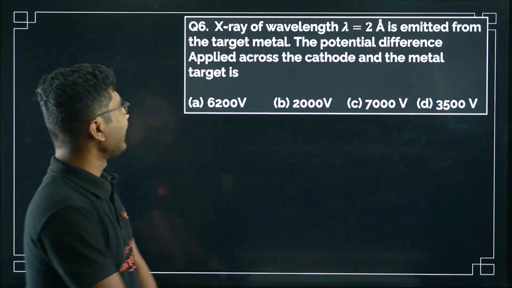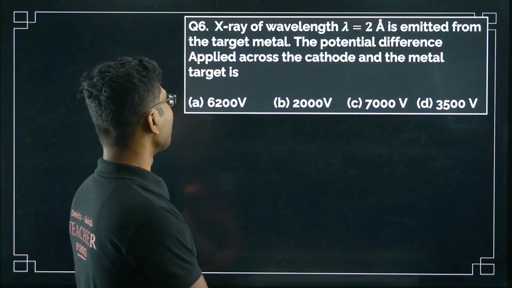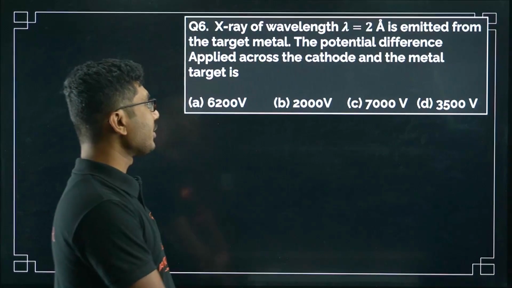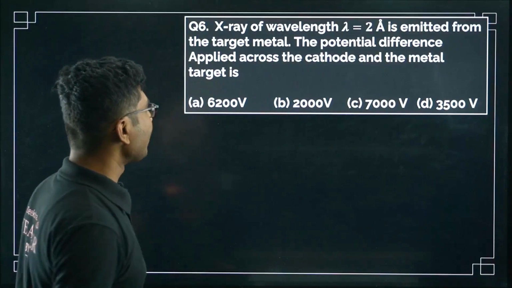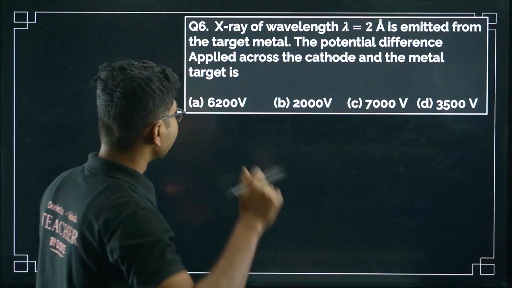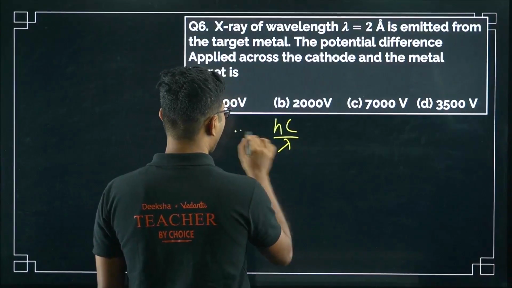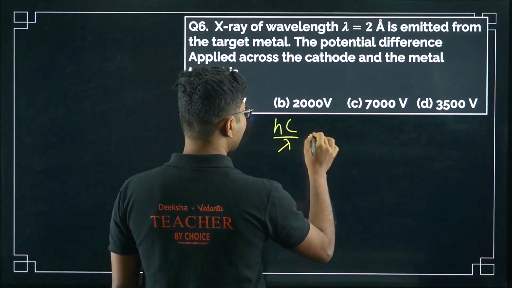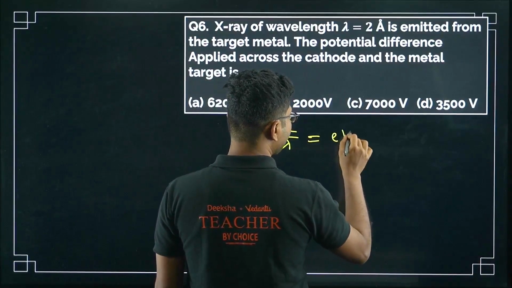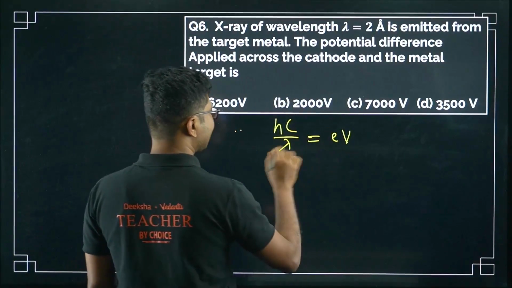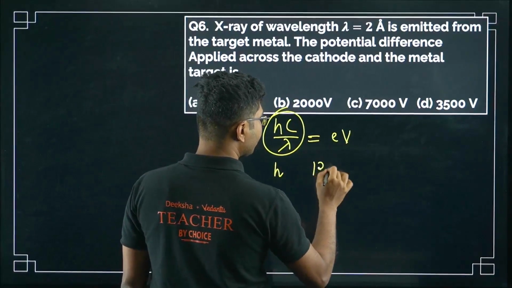X-ray of wavelength lambda equals 2 angstrom is emitted from the target of metal. The potential difference applied across the cathode and the metal target is? So you have to find the voltage. Again hc by lambda is the energy, right? And that should be equal to e into whatever voltage you have applied. So you have to find this. hc is 1240.